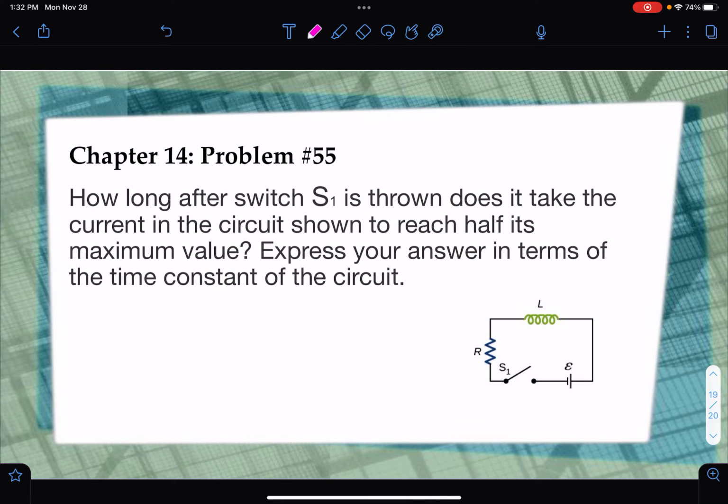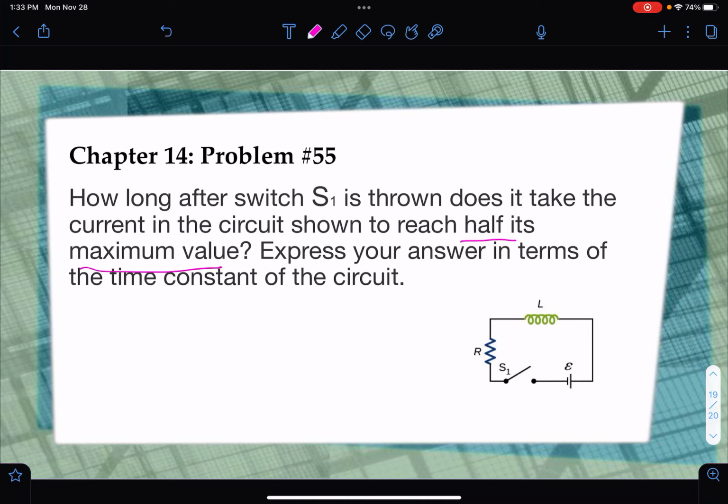Okay, one last one here. This one is similar to one in your Expert TA, and that's why I've used it. It's going to be a little bit repetitive here because we're looking at half its maximum value again. But I wanted to show how to express your answer in terms of time constant, because you were doing that, or how many time constants, in one of your questions.